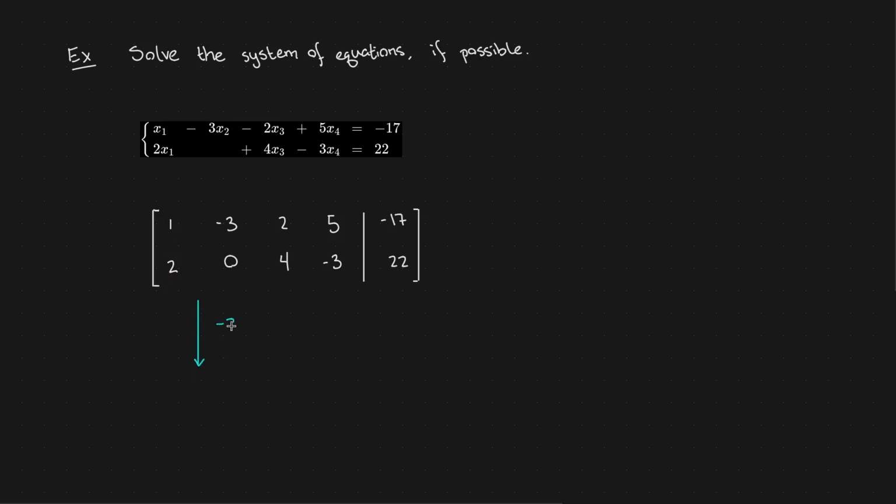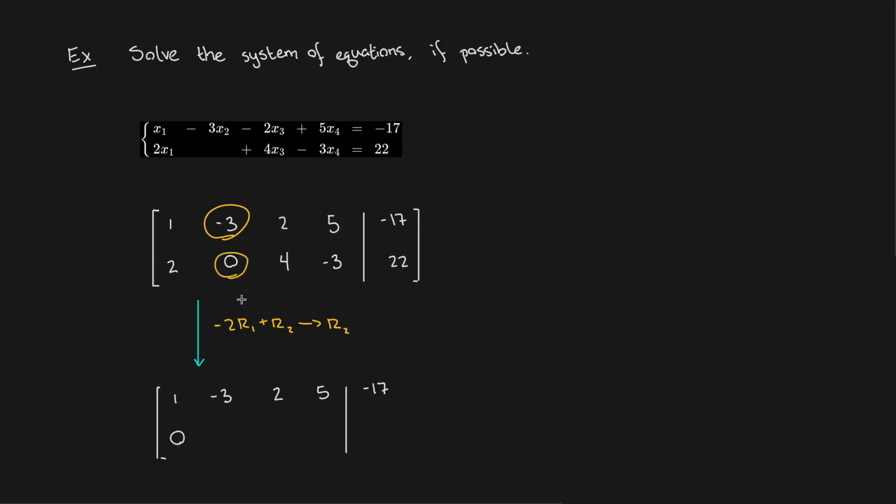So I'm going to take -2 times row 1. I'm going to add it to row 2. That's my new row 2. That way I could get this to be a 0. So I leave row 1 as is. Row 2 becomes -2 plus 2 is 0. As intended, I wanted that to be a 0. That's why I'm doing this particular operation.